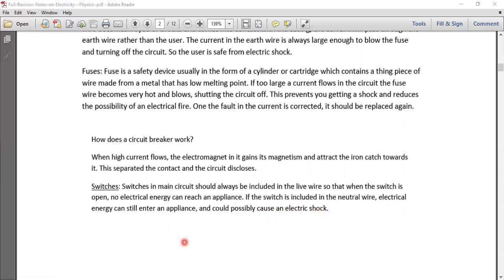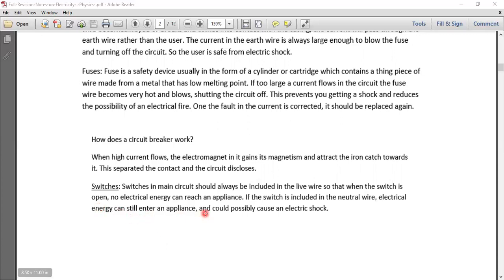Switches in the main circuit should always be included in the live wire. Why should they always be in the live wire? Because when the switch is open, no electrical energy can reach the appliance. But if the switch is placed in the neutral wire or earth wire, opening the switch means the connection is lost.